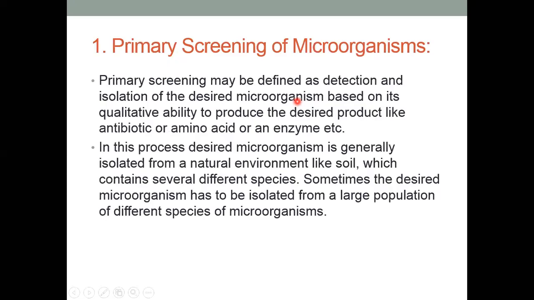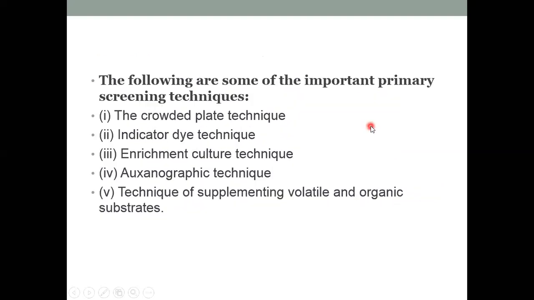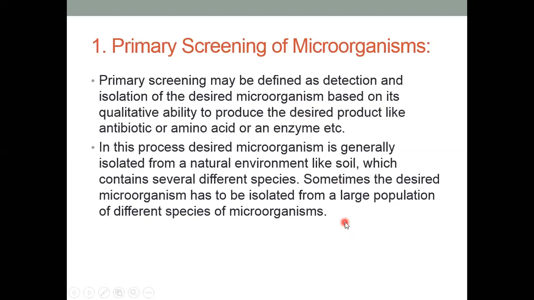What happens in primary screening of microorganisms? It may be defined as detection and isolation of desired microorganism based on qualitative ability to produce a desired product, like an antibiotic, any kind of amino acid, or an enzyme. So basically, you want to get a sample, and then you want to isolate a microorganism just by a qualitative assessment. You're not doing a quantitative assessment, or a more detailed assessment. So primary screening is just to get a desired microorganism on your culture plate.